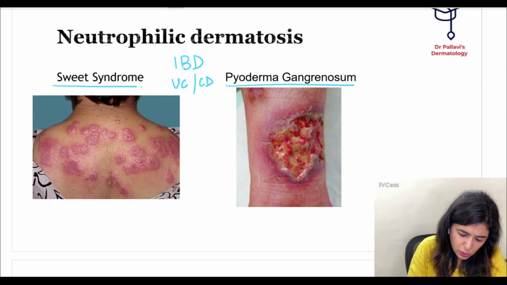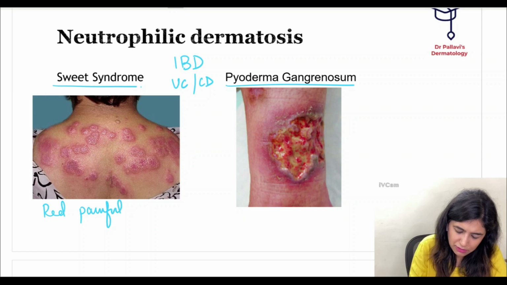For Sweet syndrome, the question will say red, painful plaques as shown in the image here.